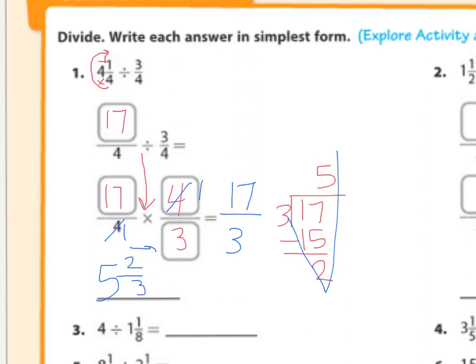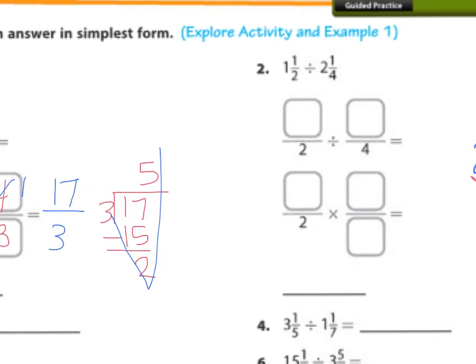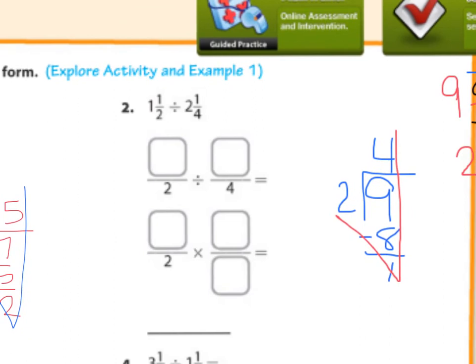Okay, let's look at number 2. The first thing we had to do was get mad. So 2 times 1 is 2, plus 1 is 3. And then get mad at this one too. 4 times 2 is 8, plus 1 is 9. That's 9/4. And then we did keep, flip, flip. So we keep the 3 halves.